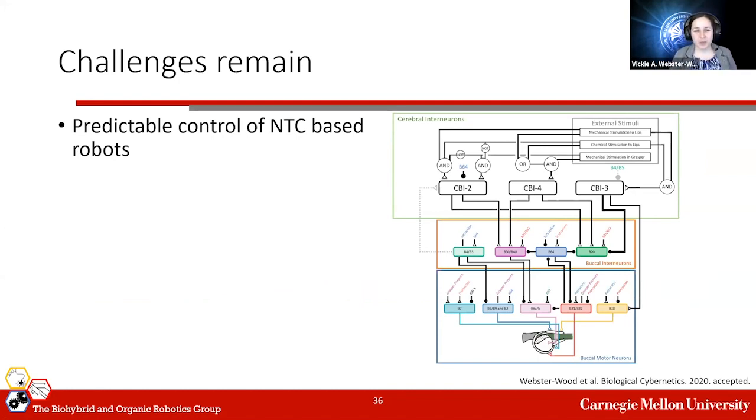So what we're doing is working on developing models to predictably control these tissue circuits by modeling what is known about the system and being able to predict a range of behaviors that we'll see in the robot.